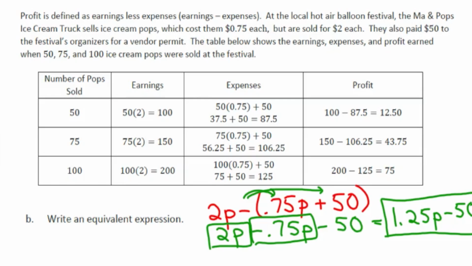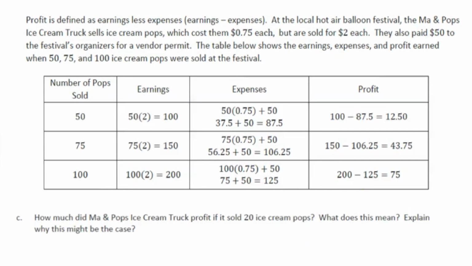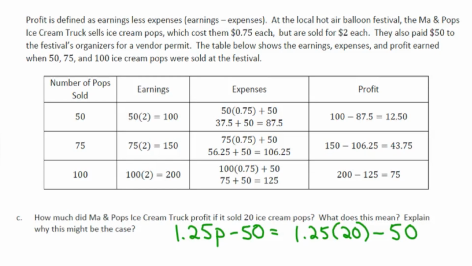Let's now move to Part C. It reads, how much did Ma and Pop's ice cream truck profit if they sold 20 ice cream pops? What does this mean? Explain why this might be the case. Well, we just created an expression, 1.25P minus 50, which is the profit that we get for any number of ice cream pops. So if we have 20 ice cream pops, it will be 1.25 times 20 minus the $50 for the permit. And that would be 25 minus 50, which is negative $25.